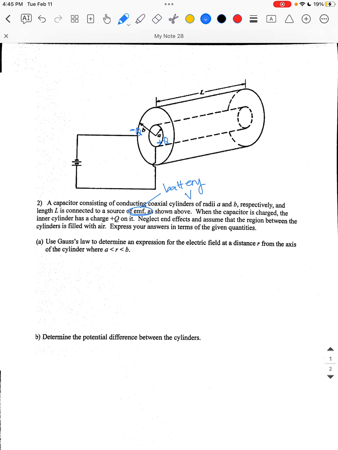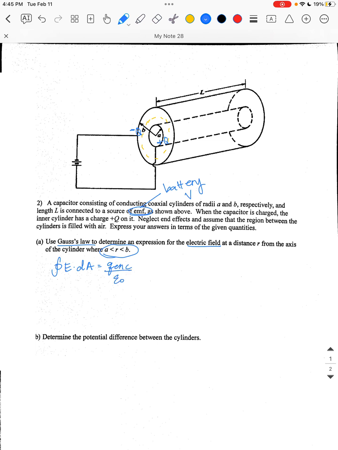So in this scenario, we're going to use Gauss's law to determine the electric field, and we want the electric field between A and B, so in this central area. It's been a while since we've done this, so this is really good review. We take the fundamental principle, and that is equal to Q enclosed over epsilon naught.